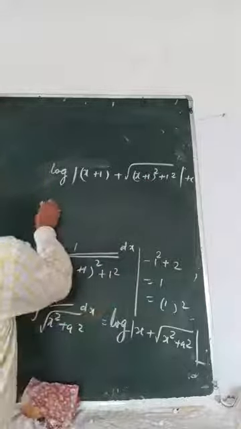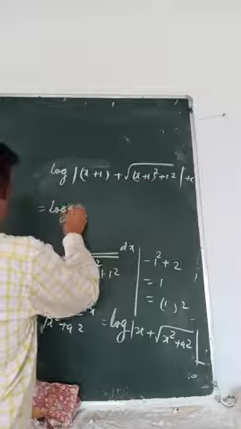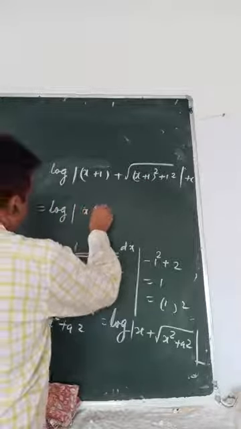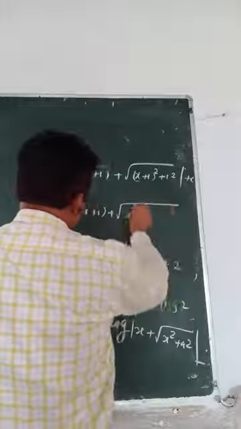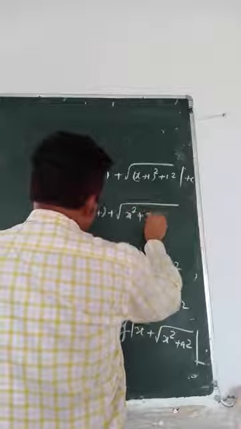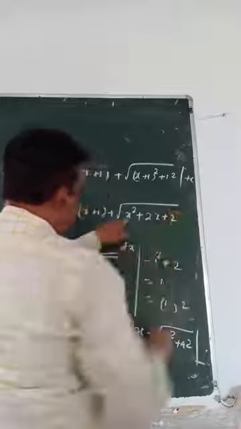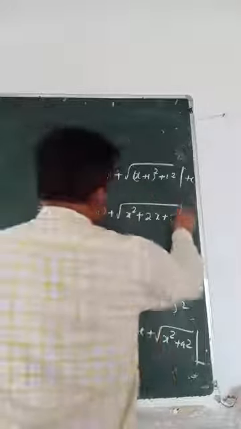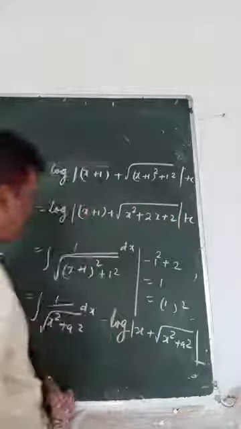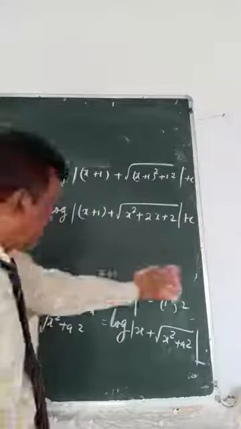That means it is log of x plus 1 plus square root of x square plus 2x plus 2. Because you started from here, you got this one. So this is the same as this. Okay. Now say another one.